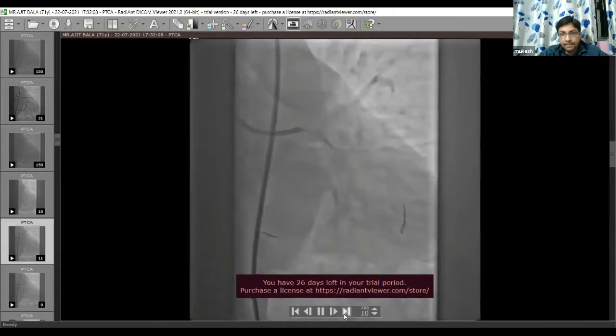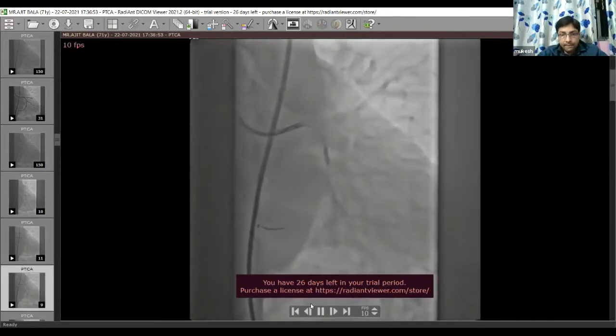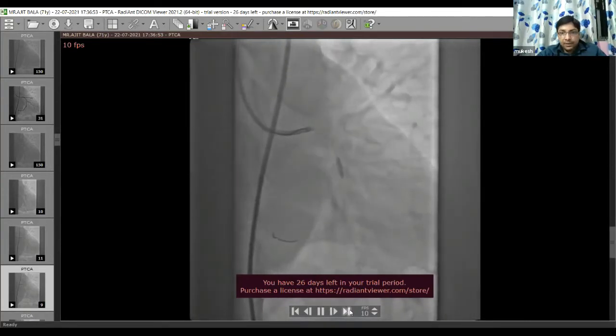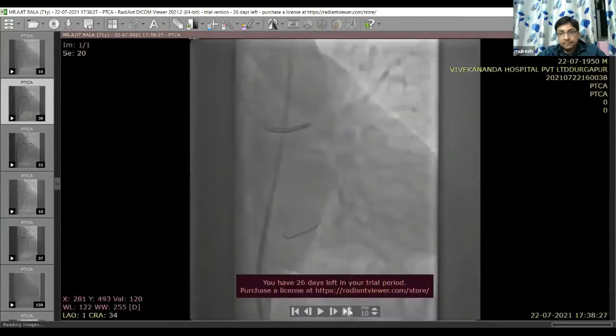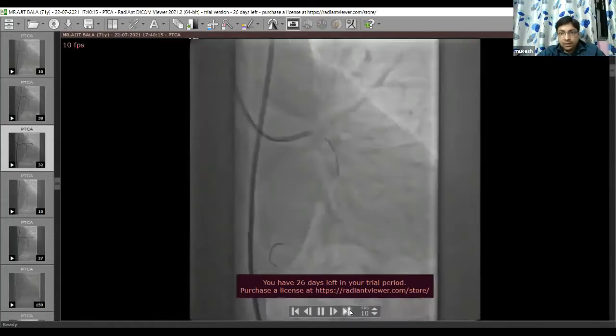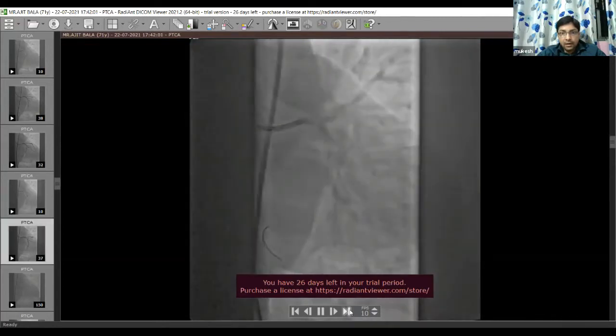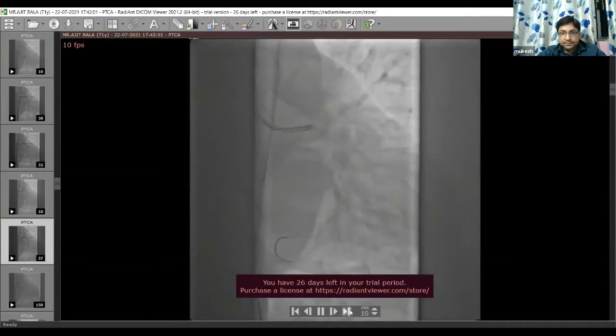And this is the strut dilatation step. And actually, after that, I remove the wire from the side branch and then deploy the stent in the main branch. After deployment, this is also a drug-eluting stent of size 2.75 by 20. And this is the result after deployment of the second stent.